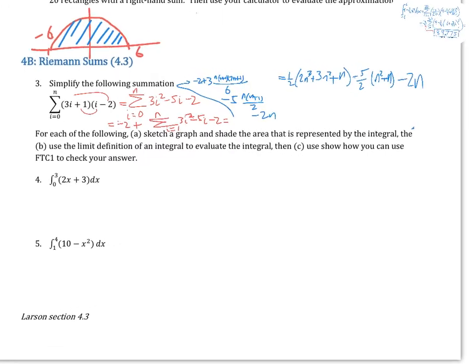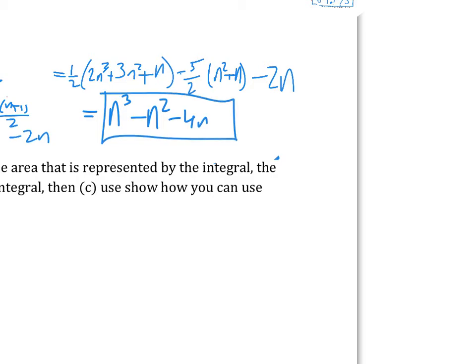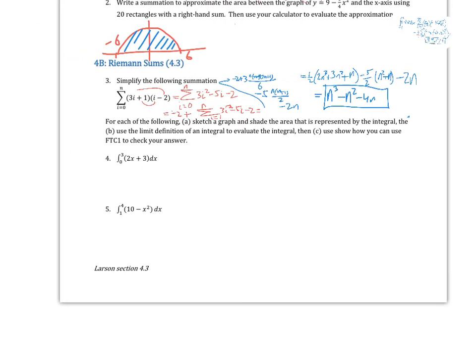That's that. And then a little simplifying here. We're going to end up with n cubed minus n squared minus 4n. Okay. All right. So, moving on now.